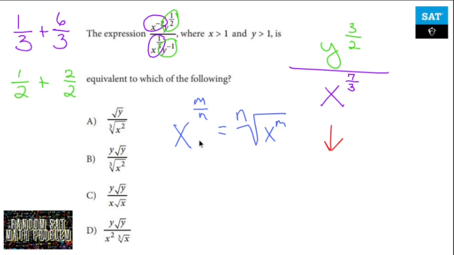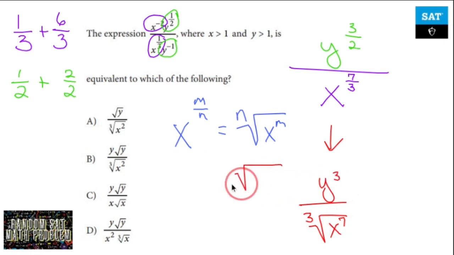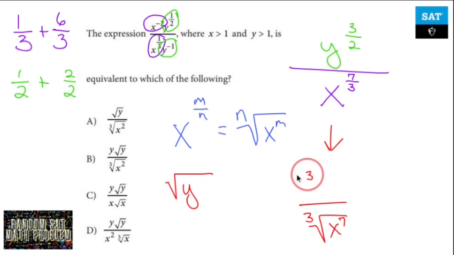y to the 3/2 is the same as the square root of y to the 3rd, over x to the 7/3, which is the same as the cube root of x to the 7th. Now, in normal circumstances, you would look at a problem like this and think, that's great, I think I'm done now. Oh, but we're not. They want us to simplify the roots.